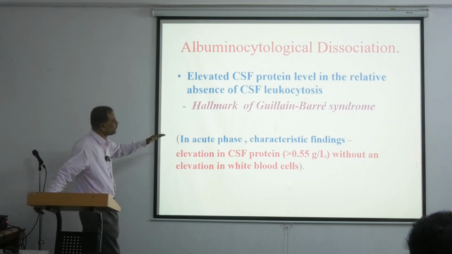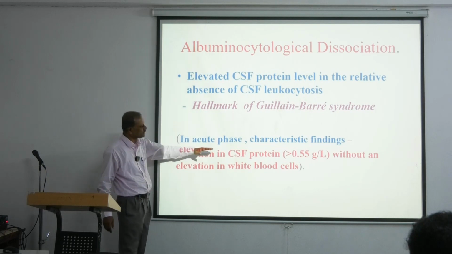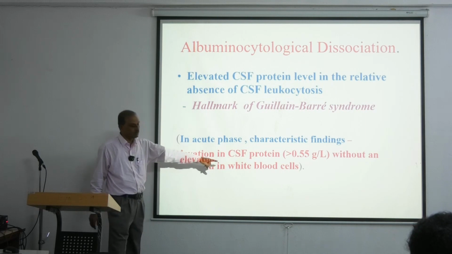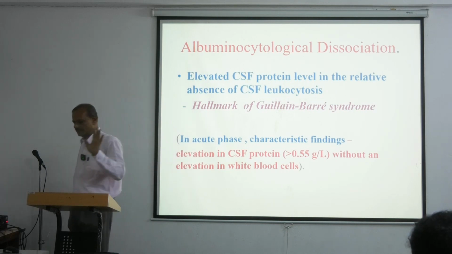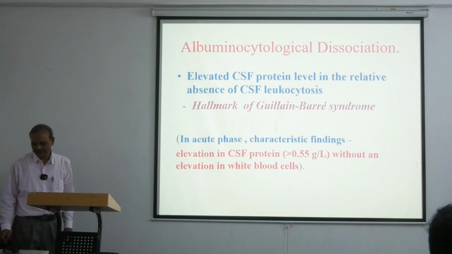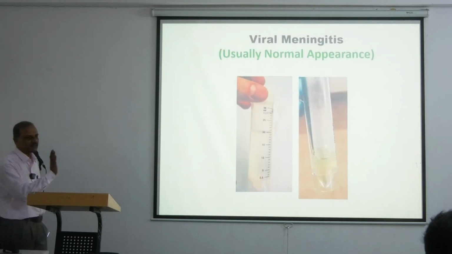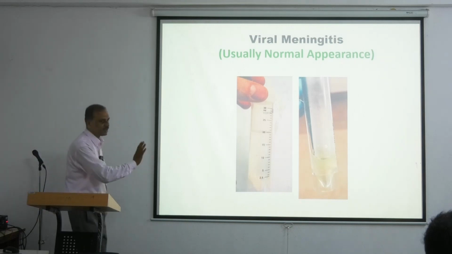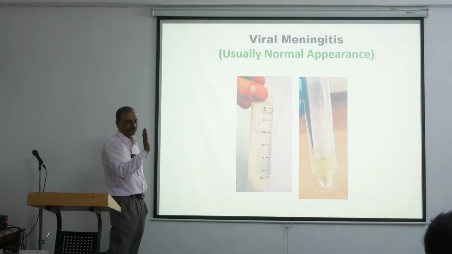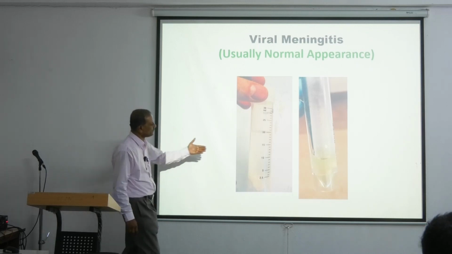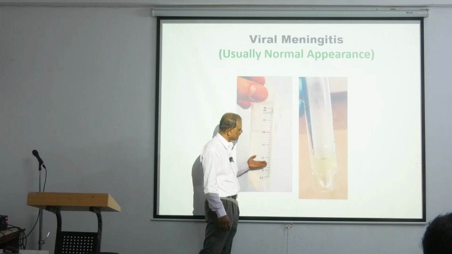So in the acute phase of Guillain-Barré syndrome, there is elevation of CSF protein without WBC presence. Guillain-Barré syndrome is basically post-viral, and here you may not get white blood cells in the early stage. Viral meningitis, as I told you, the normal color will be colorless, or it can be slightly turbid if the infection is severe. So this is a normal appearance. It will be just like that.